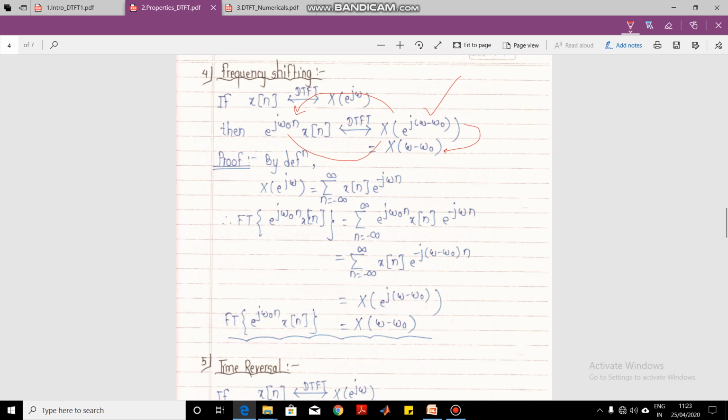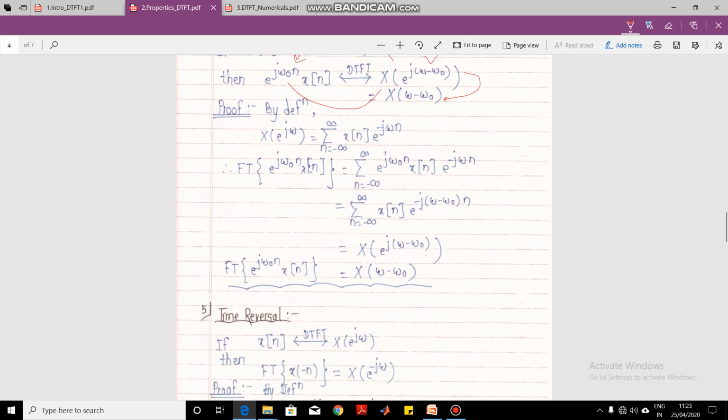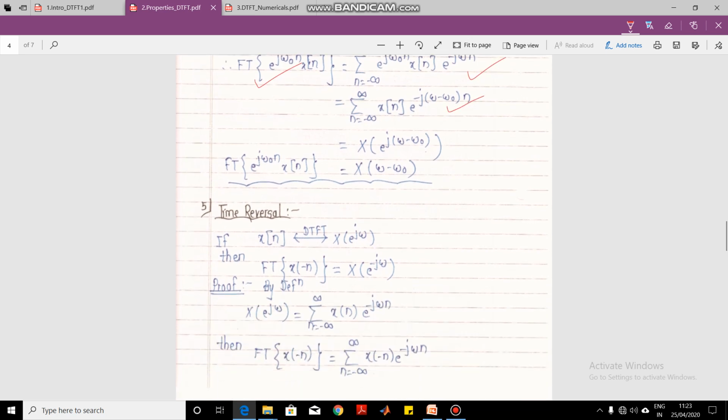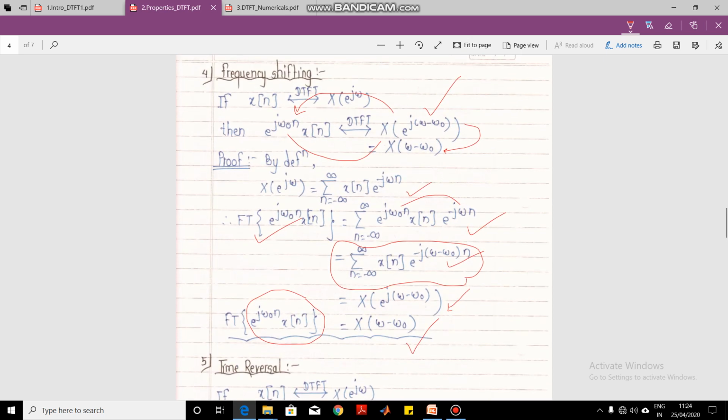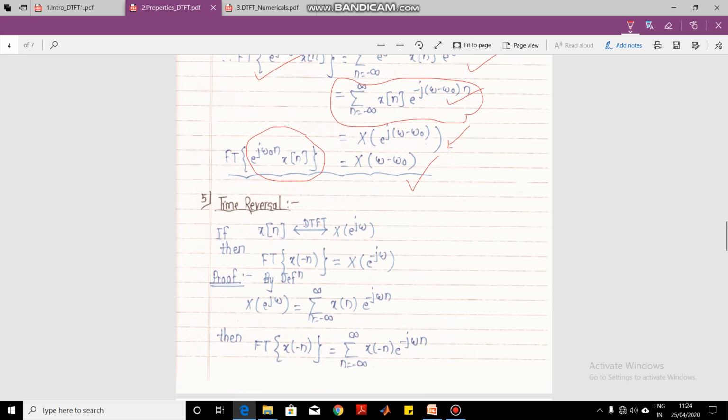So shift in the frequency domain is characterized by multiplication of e raised to j omega 0 n term in the time domain. Now this can be proved easily. You can find out the Fourier transform of e raised to j omega 0 n x of n and substitute in the standard equation. Now you can combine these two exponentials into a single exponential, and this whole equation is nothing but X of e raised to j omega minus omega 0, that is the DTFT. So this proves that the Fourier transform of e raised to j omega 0 n x of n will be the frequency shifted version of X of omega, that is the original discrete time Fourier transform. So this is called the frequency shifting property.